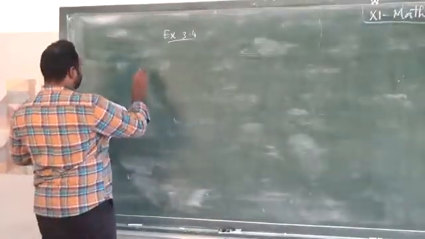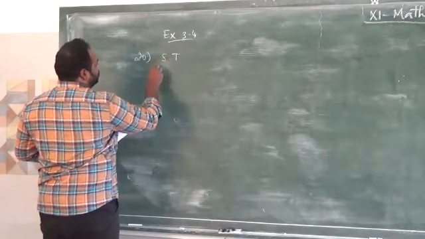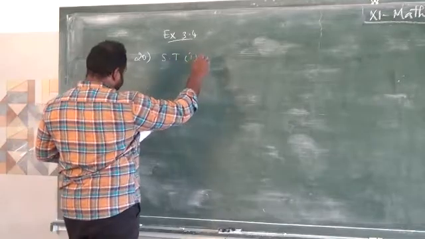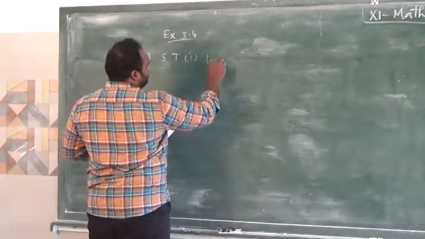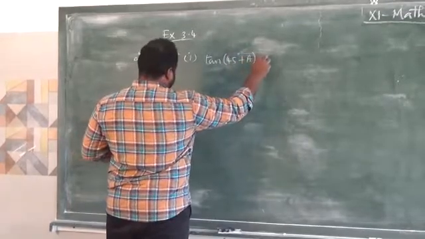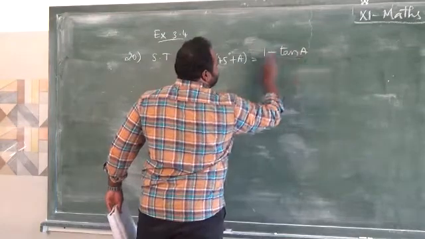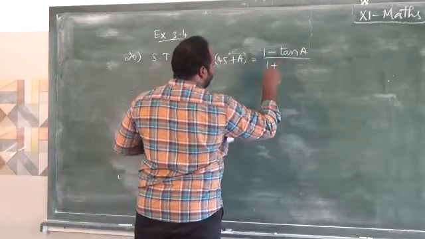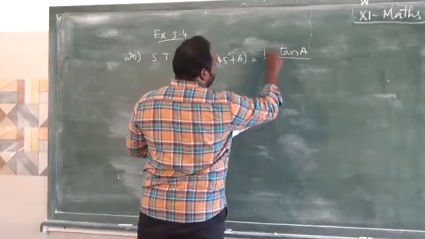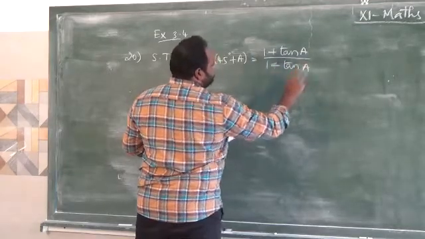Next problem, problem number 20. We have to show two subdivisions. One is tan of 45 degree plus A equal to 1 plus tan A by 1 minus tan A. This is what we have to prove.